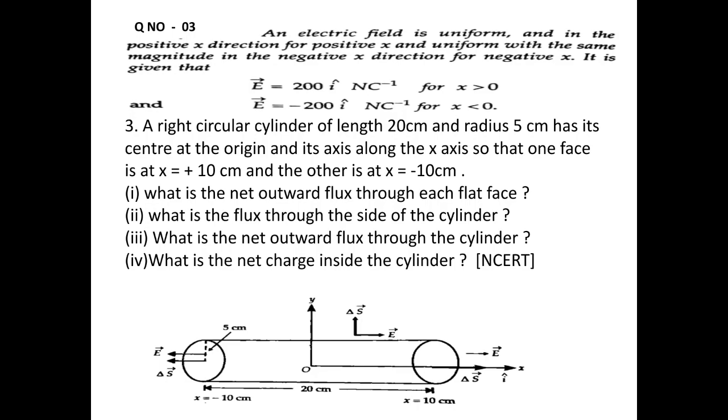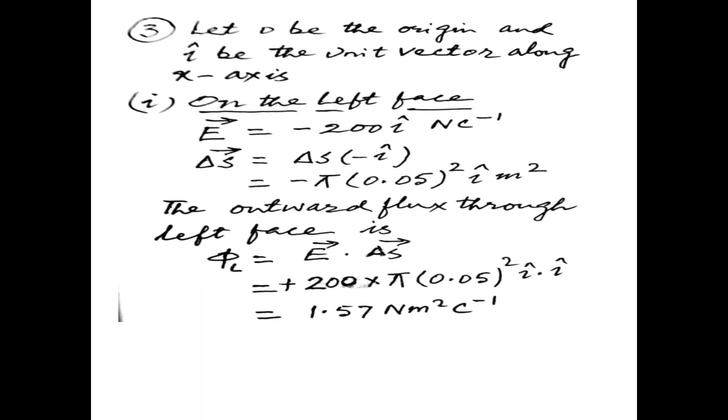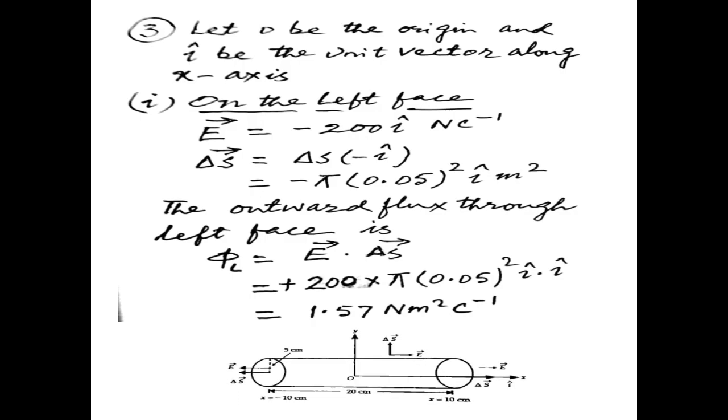Now number 1, what is the net outward flux through each flat face? What is the flux through the side of the cylinder? What is the net outward flux through the cylinder? What is the net charge inside the cylinder? So let us now try to solve it. This is a very interesting problem. First of all, let us suppose that O be the origin and i be the unit vector along the x-axis. You can see in the figure.